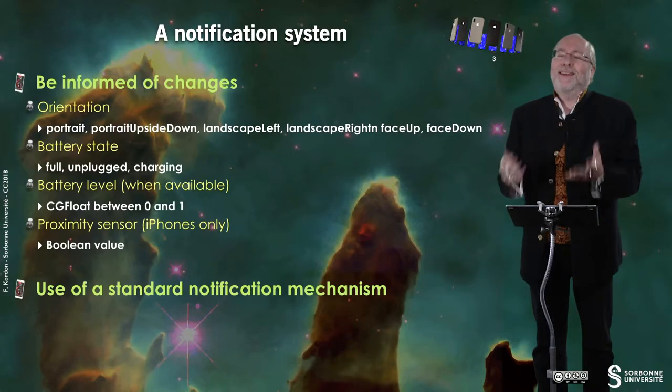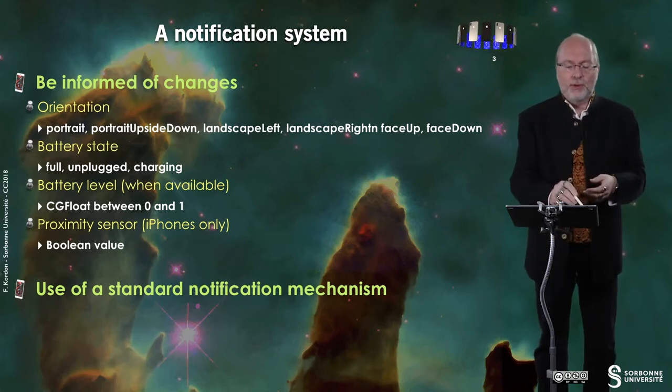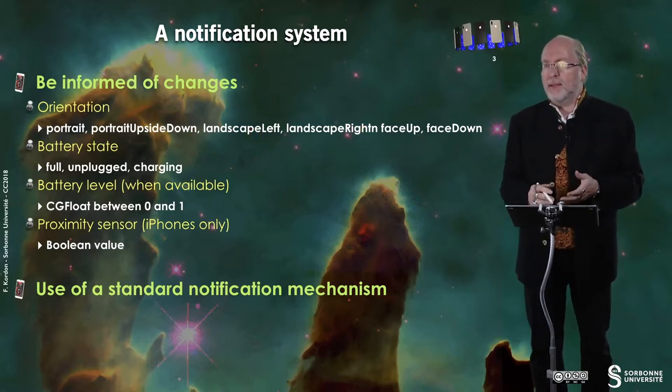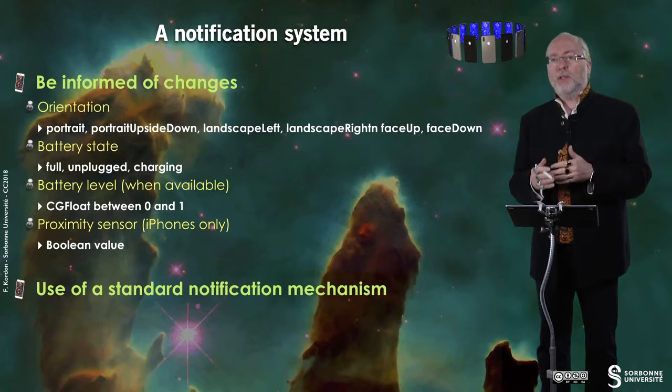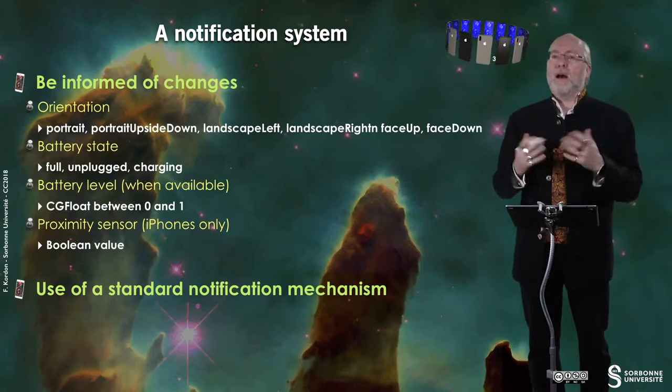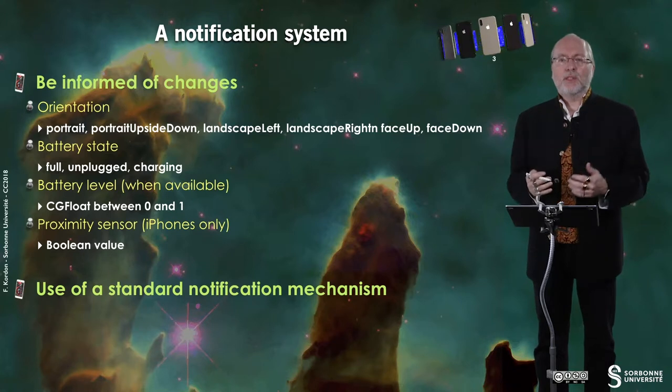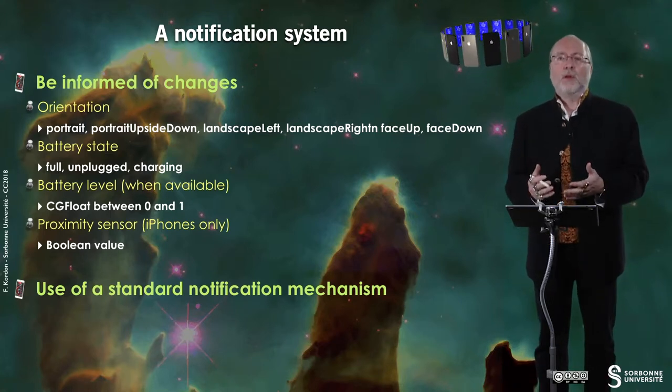UIDevice is also associated to a notification system, and in fact, when you deal with these properties, you get values, and these values are updated real time. For example, orientation, so you can at any time have a look at the current orientation of the device. You get portrait, portrait upside down, landscape left, landscape right, but also you have face up and face down. For the battery state is full, unplugged or charging, okay? And you may have the battery level available, which provides you a CGFloat between 0, no battery at all, and 1, full battery, 100% charged. And the proximity sensor provides you the information as a Boolean value, which is true if it's activated. And there is a notification mechanism that is standard that allows you to know when you have to look at these properties.